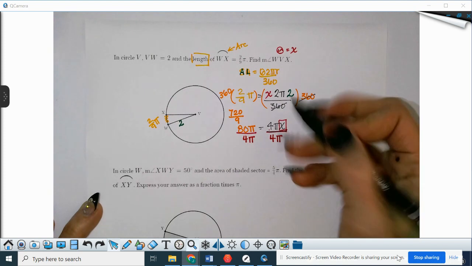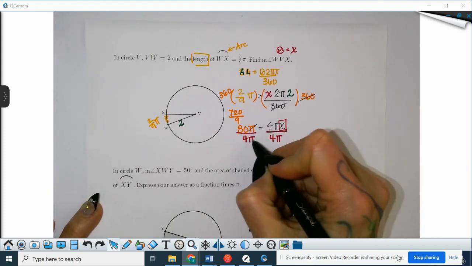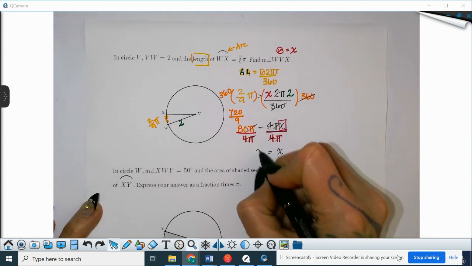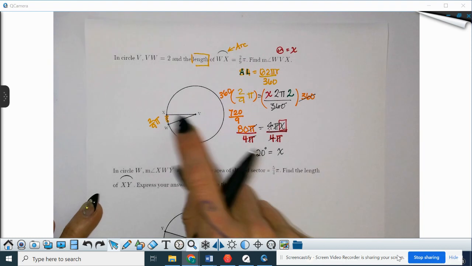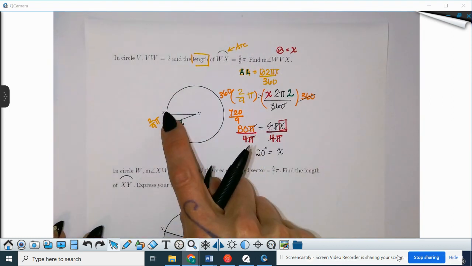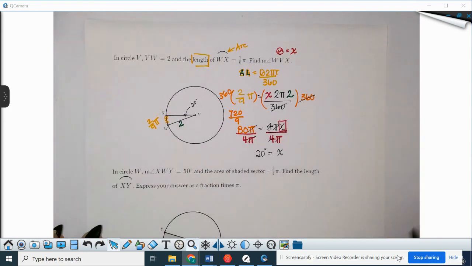And our x, in this case the measure of the angle, is going to give me, because pi's are going to go away, 4's are going to go away, and then 80 divided by 4 is going to be 20. So it's going to be 20 degrees for XVW or WVX. So that guy is going to be 20 degrees. All right, so that's going to be, I think, more like the level 2.